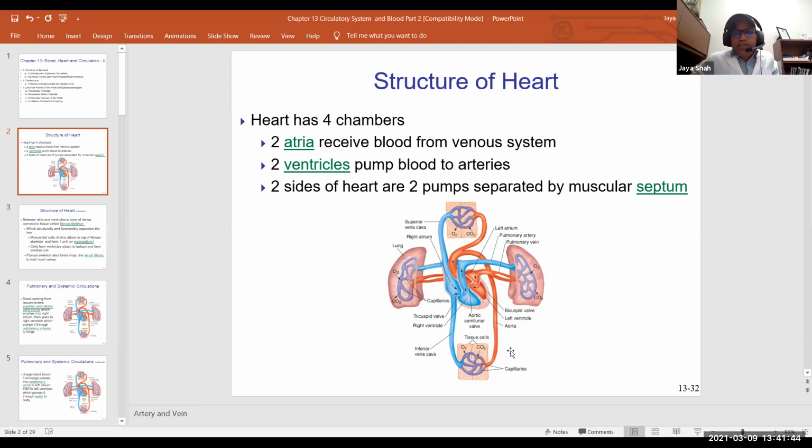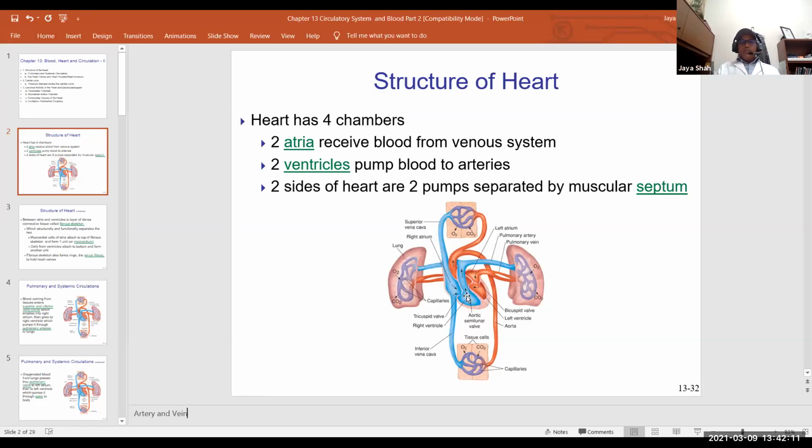So which pump needs to produce more force, you think, right or left? Left, because left has to pump from the heart to the head, up to the toe, whereas right has to pump only nearby to the lungs. That's why pressure in the pulmonary system is lower and pressure in the systemic circulation is higher.